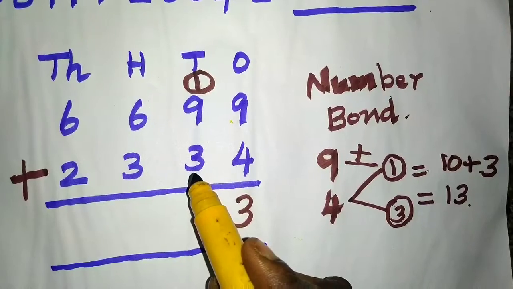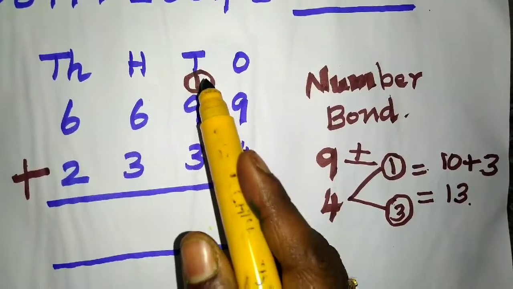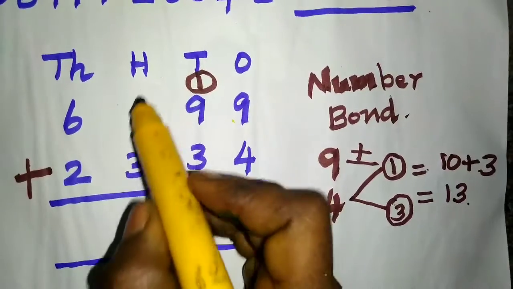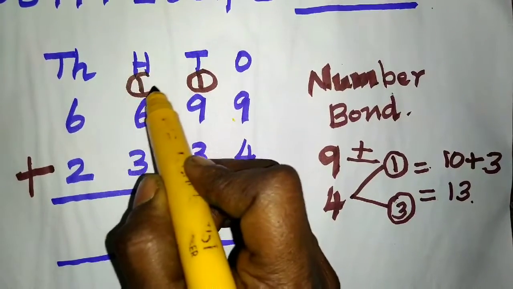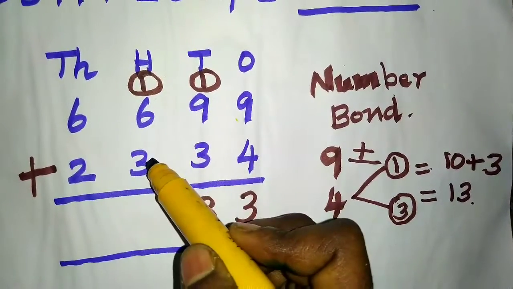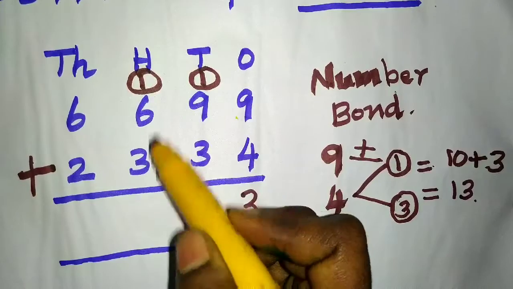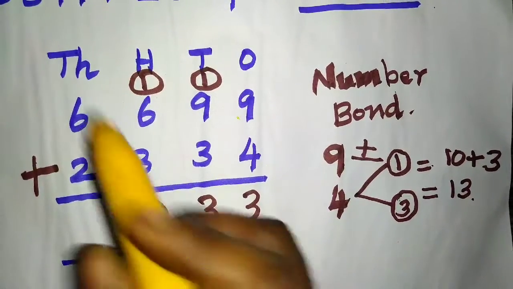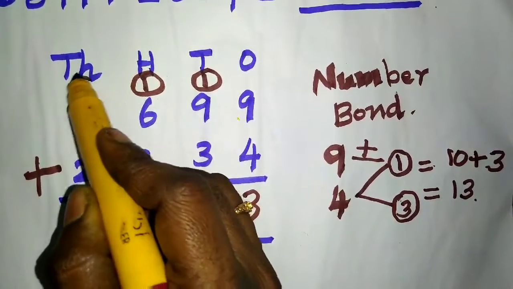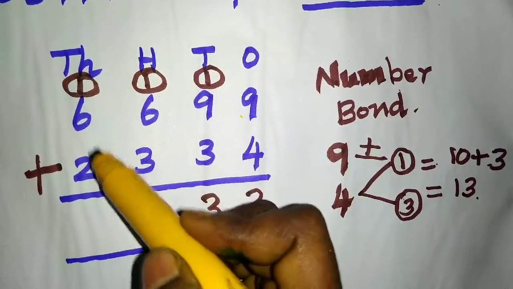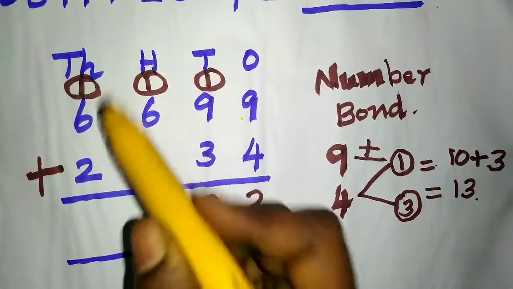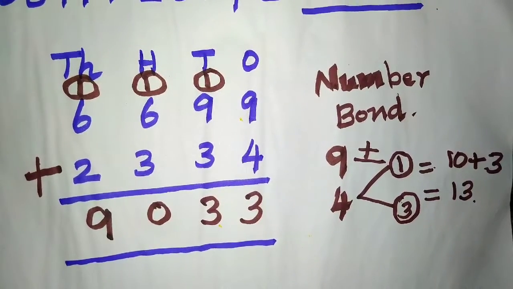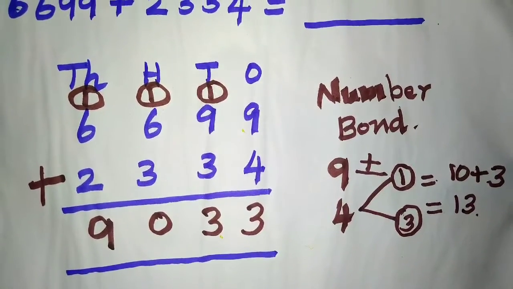9 plus 3 makes 12. 12 plus 1, 13. From 13 you have to write 3 in tens place and 100 carried over to the hundreds place. 6 plus 3 makes 9. 9 plus 1, 10. So you have to write 0 in hundreds place and 1000 is carried to the next place, thousands place. 6 plus 2 makes 8. 8 plus 1, 9. So your answer is 9033.